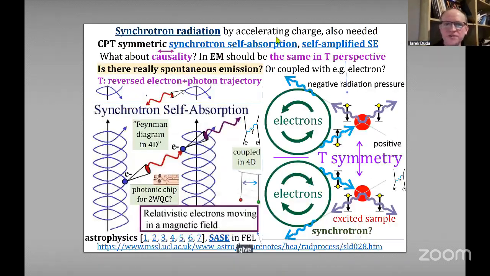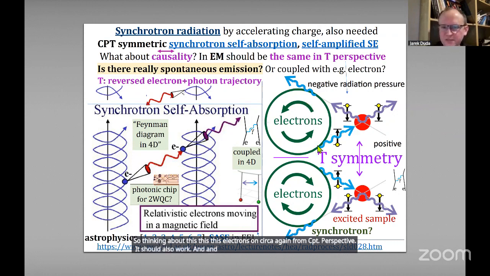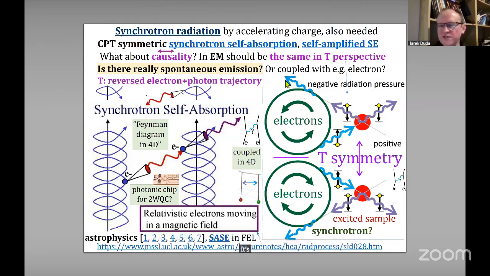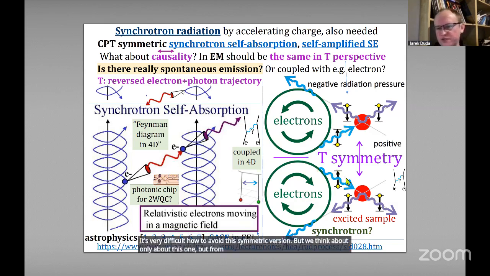So thinking about these electrons on a circle, again from the CPT perspective, it should also work, and it requires that there is both this pushing of photons, but also pulling of photons. So it's very difficult to avoid this symmetric version. We think only about this one, but from the CPT perspective, there is also the other one. So finally, it should be both this pushing and pulling, positive and negative radiation pressure.